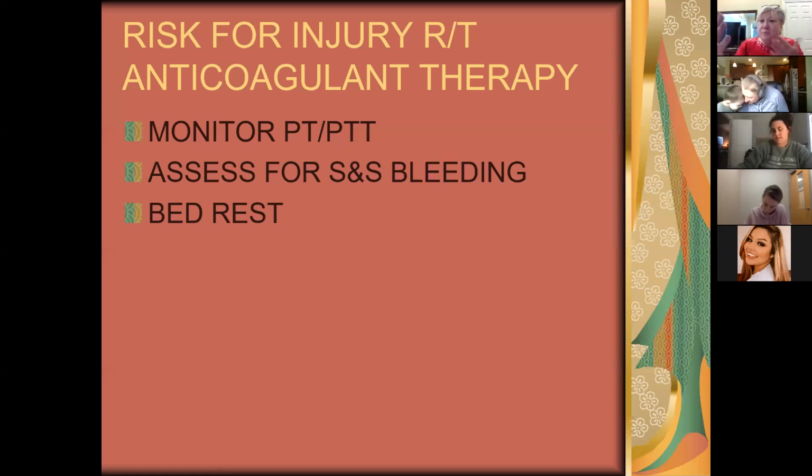You got to make sure your blood tests go together. A PTT is about a patient on heparin. A PT is about a patient on warfarin. They have to be the right drug with the right lab tests. They have to go together.